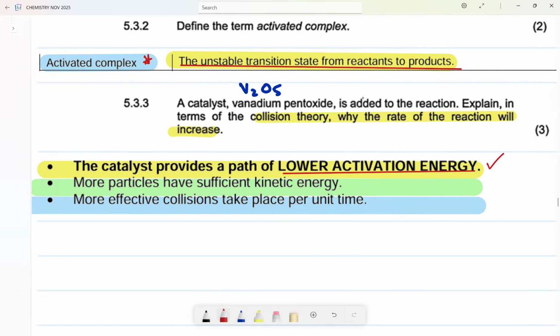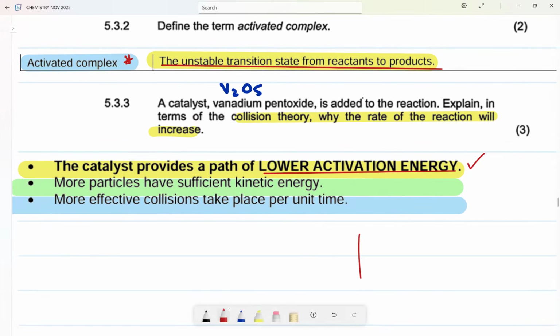Lowers the activation energy. And then when the activation energy is now low, let's say we have a graph like this. When the activation energy is low, like this, can you see now? It means more particles will be able to reach this spot. If we have particles here, there will be more particles that will reach this spot than this spot.